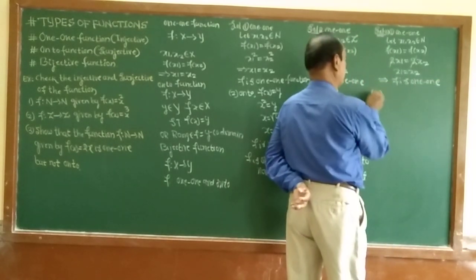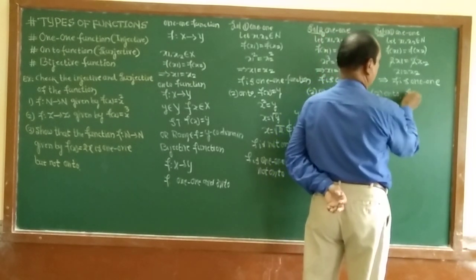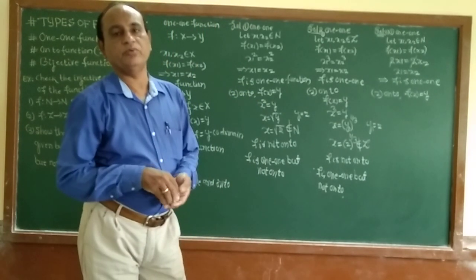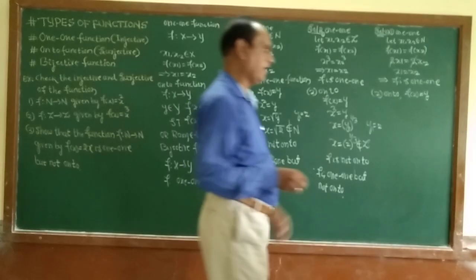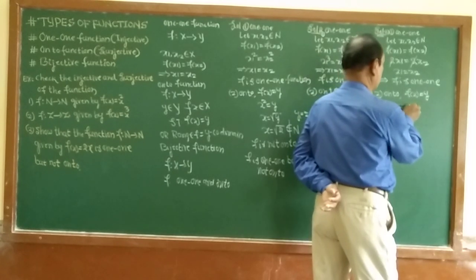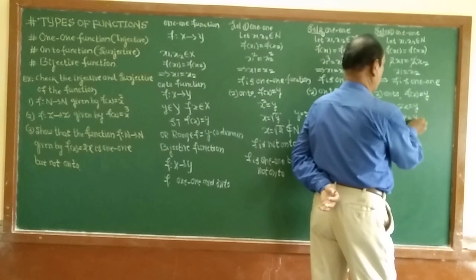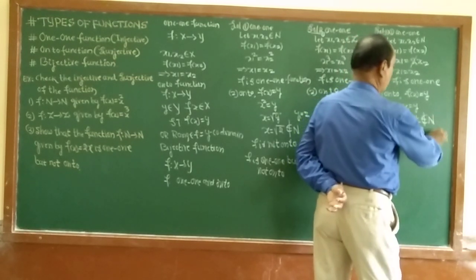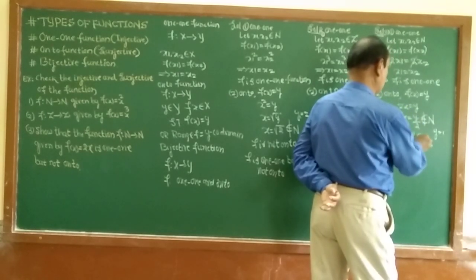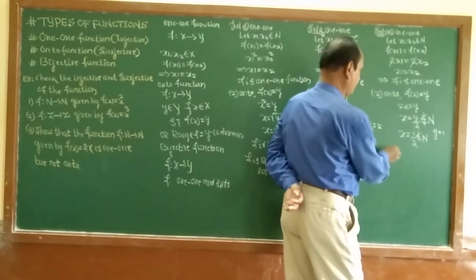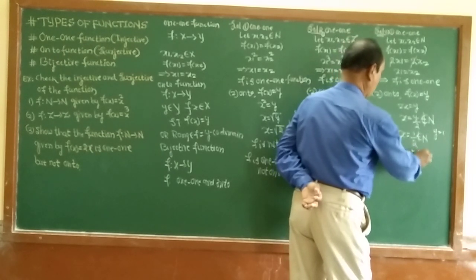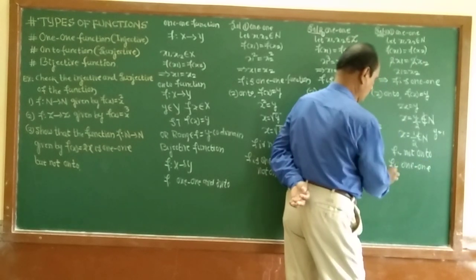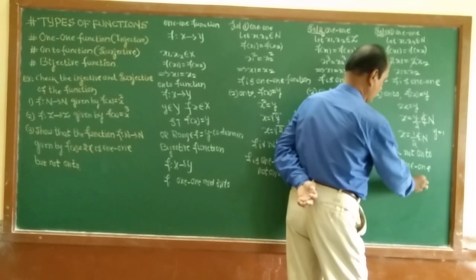Then come to onto. To verify onto, write f of x is equal to y. From here, write the value of x. The value of x belongs to the codomain N, you have to check. f of x is nothing but 2x is equal to y. Therefore x is equal to y divided by 2. So this does not belong to the natural numbers. By taking y is equal to 1, 1 divided by 2 does not belong to the natural numbers, and therefore the function f is not onto. Therefore f is one-one but not onto.